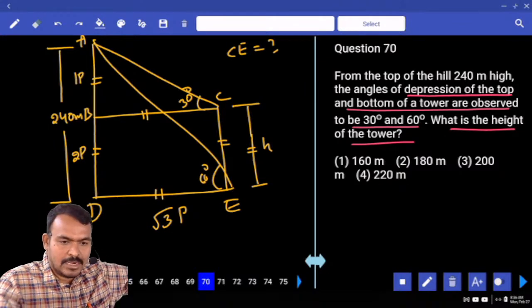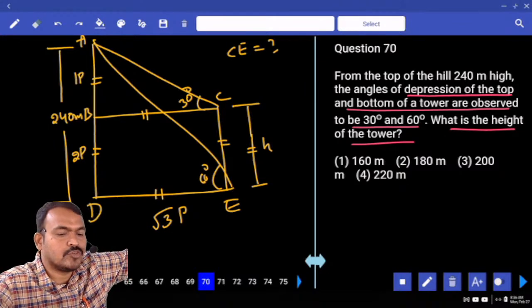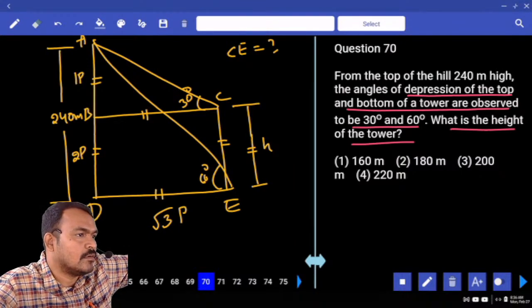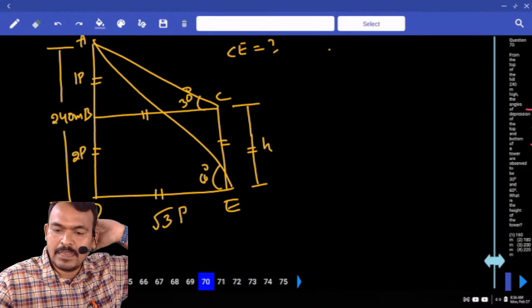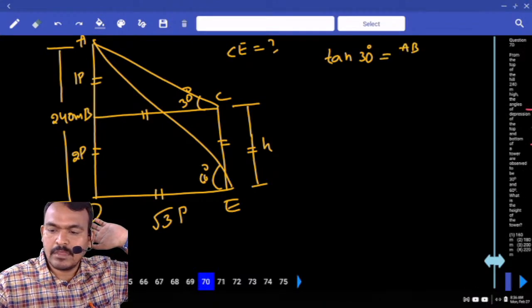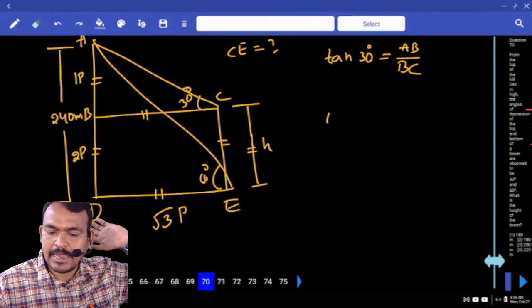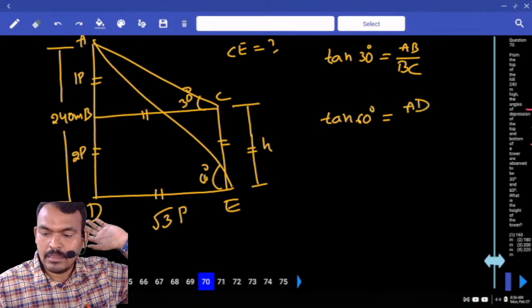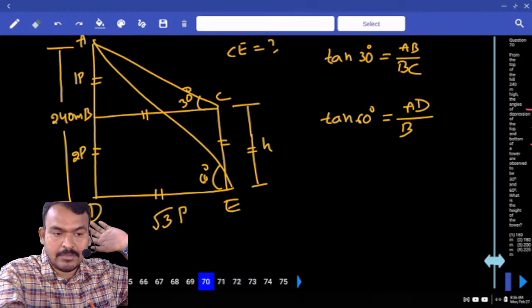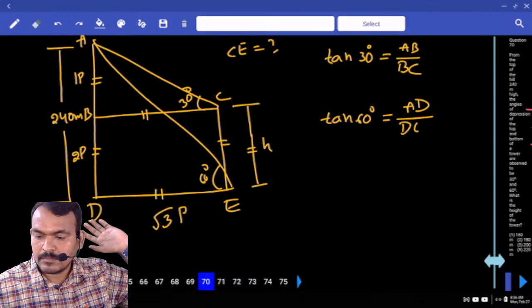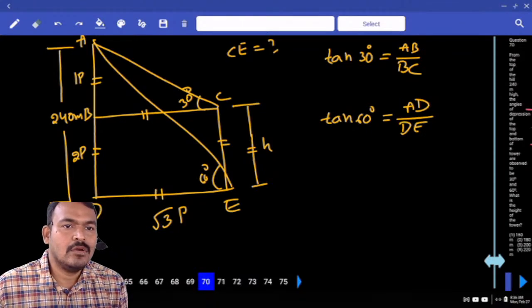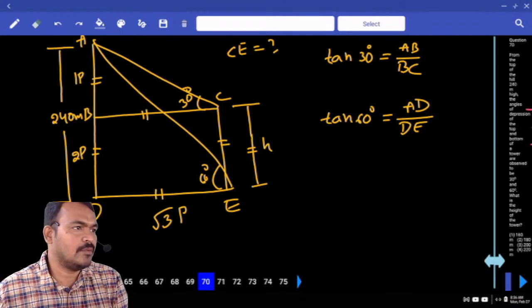Normally we write triangle ABC. Tan 30 is equal to which one? Tan 30 equals AB by which one? BC, or not? Another one, tan 60. Tan 30 equals AB by BC. It is the first one. Second one, tan 60 equals AD by DE. Okay. Tan 30 means what is the value? 1 by root 3. Substitute the values, and we get the AB, BC values, or not.